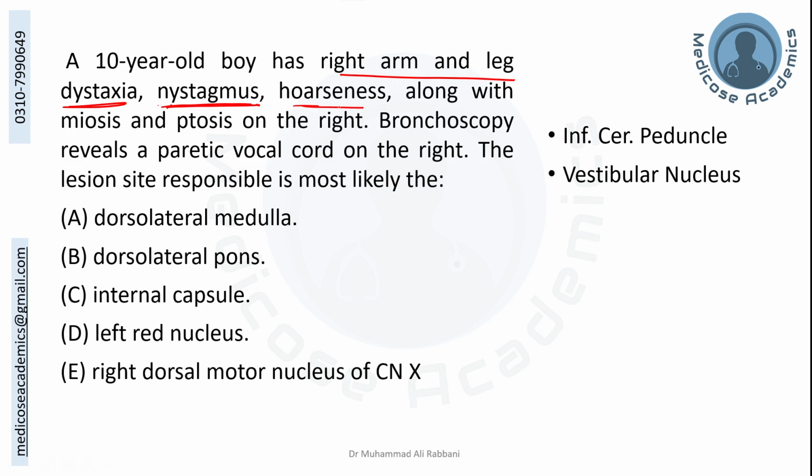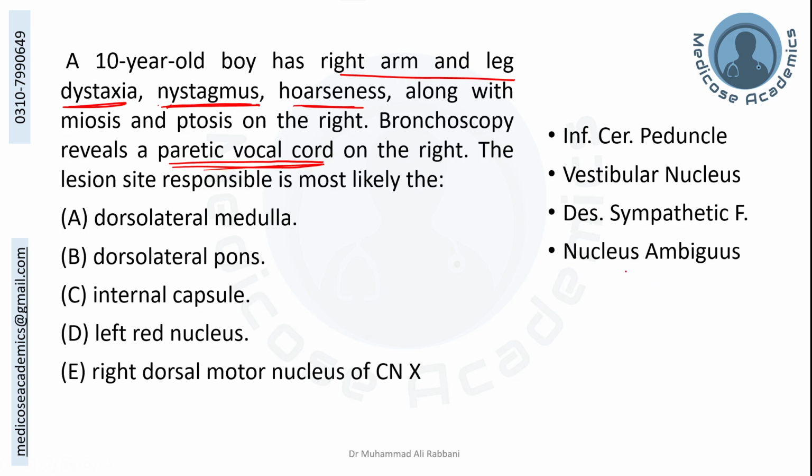Hoarseness and the vocal cord paralysis are explained by the paralysis of the nucleus ambiguus. And last but not the least, miosis and ptosis are both sympathetic signs. These are signs that are created due to the loss of sympathetic function. So these are the descending sympathetic fibers, descending hypothalamic fibers.